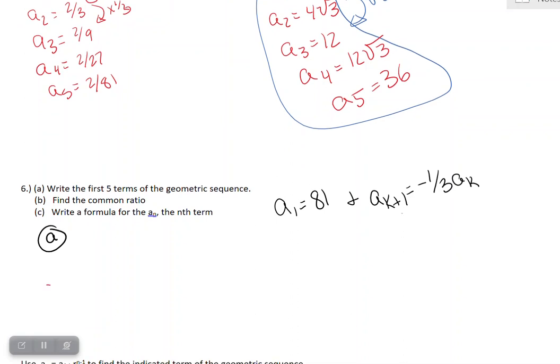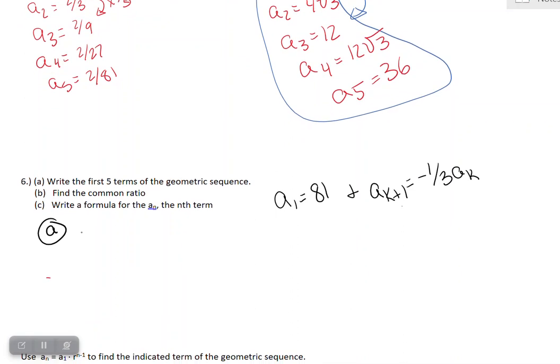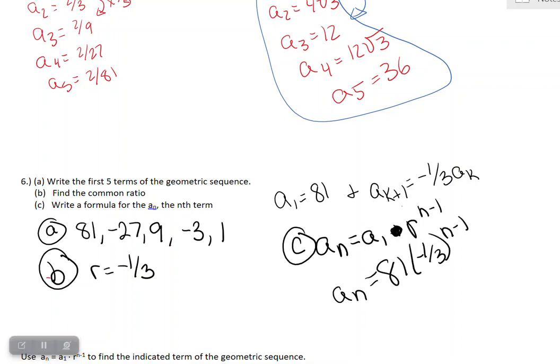What we want to do is we want to find the 5 terms. So go ahead and pause that and then find the common ratio and then go ahead and see if you can plug the information in to get C. All right, so for the first 5 terms, you should get 81, -27, 9, -3, and 1. For the ratio, we're going to get -1/3.